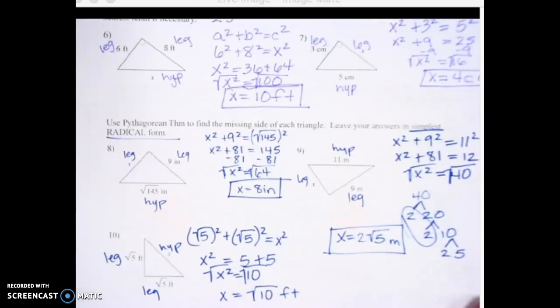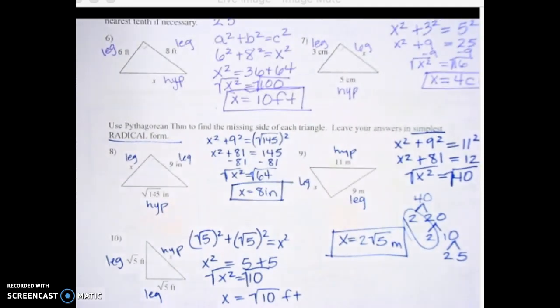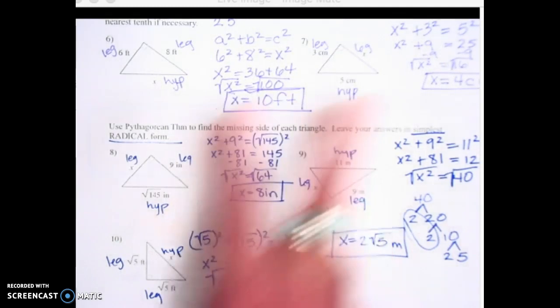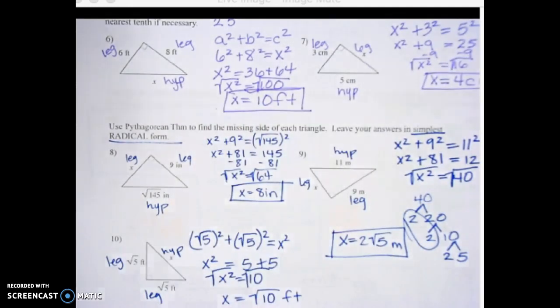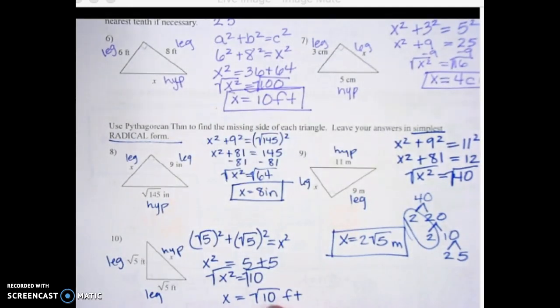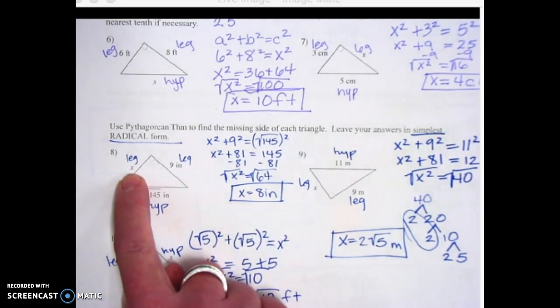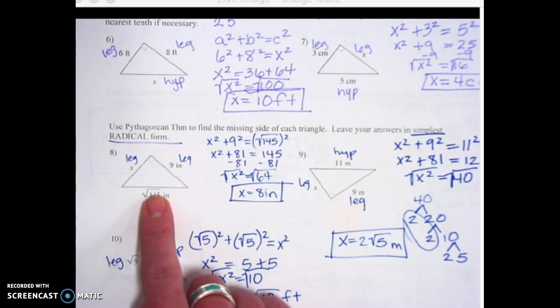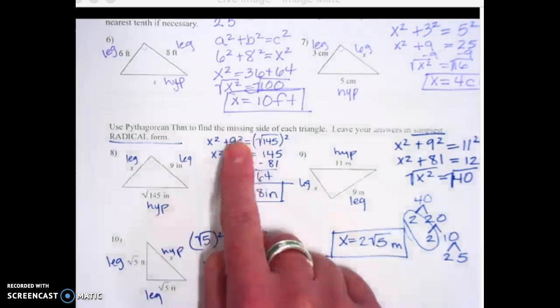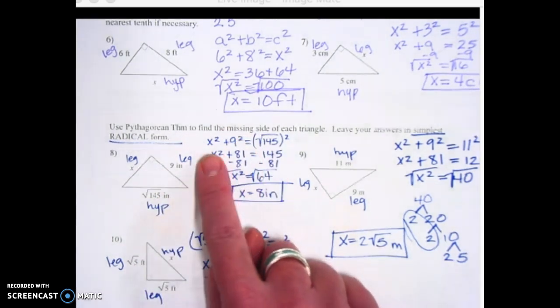Numbers 8 through 10, the directions down at the bottom say use the Pythagorean Theorem to find the missing side of each triangle. Leave your answer in simplest radical form. So this time, instead of giving a decimal, which we technically didn't even get a decimal, but if you did, you would have put it there, you're going to leave your answers as radicals. So for number 8, these are your 2 legs. Here's your hypotenuse. So plug it into the Pythagorean Theorem.